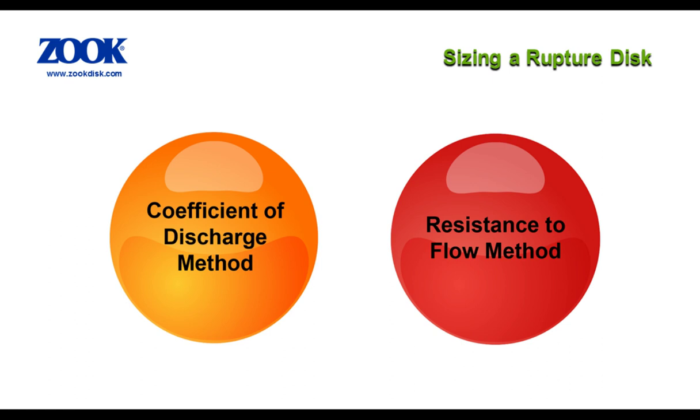It's a great program. The second sizing method is resistance to flow and differs from coefficient of discharge because it considers all piping components in the relief system. The KR value of each component is summed to develop a system KR. The system KR is then used to calculate the capacity of the entire relief system. Sounds simple, but a complete knowledge of the complete relief system is a must. Typically, this method is used when the coefficient of discharge method does not apply.